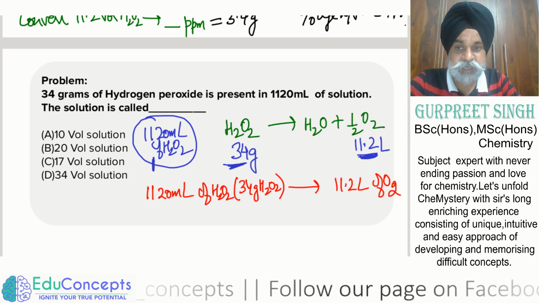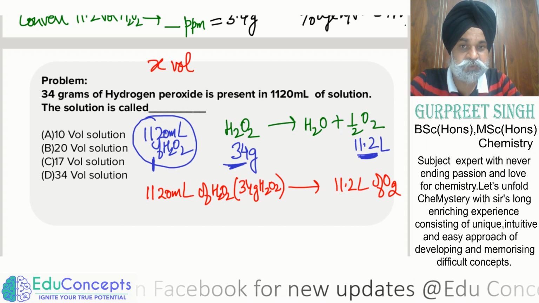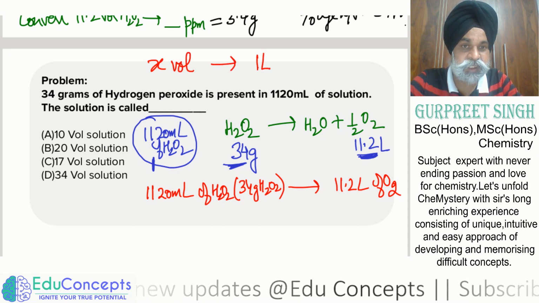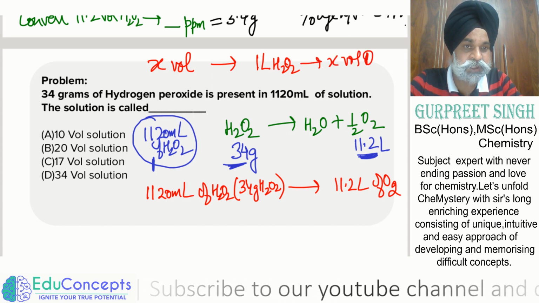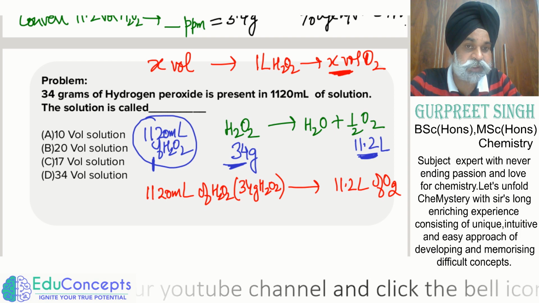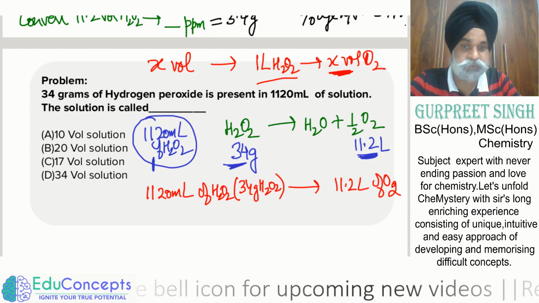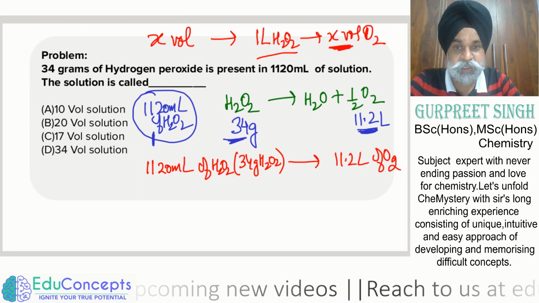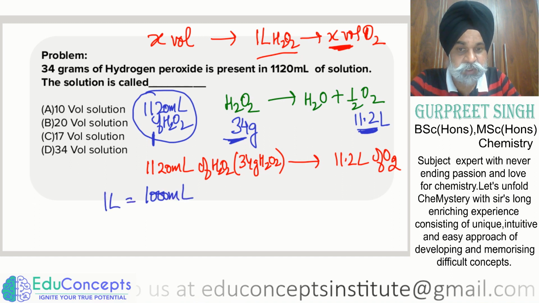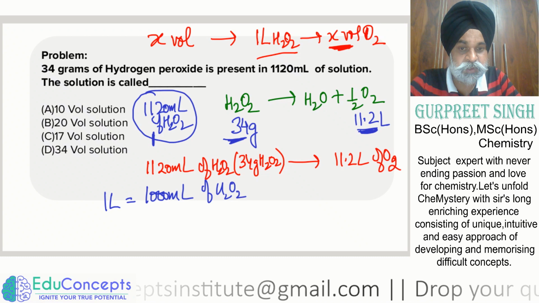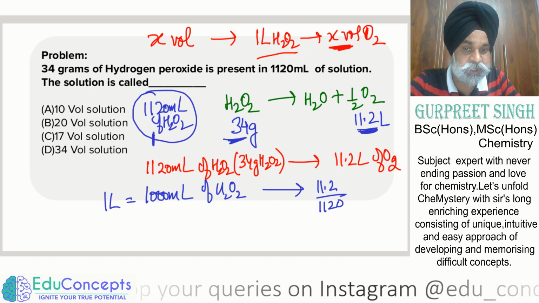Now you have to define it in terms of volume strength. Volume strength, what is it? If it is x volume, what does it mean? It means 1 liter of H2O2 of x volume would give me what? Oxygen. So volume strength is defined for 1 liter of H2O2. So let me define it for 1 liter. So for 1 liter how much would it be? 1000 ml, that is 1 liter. 1000 ml of H2O2 would produce how much oxygen? 11.2 upon 120 into 1000.